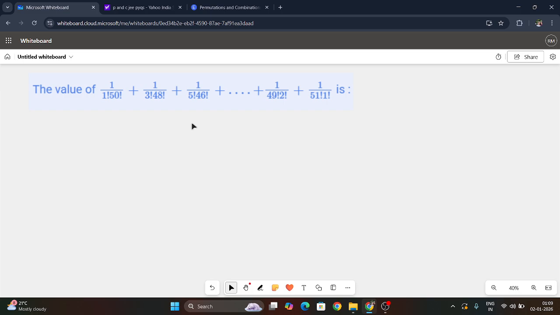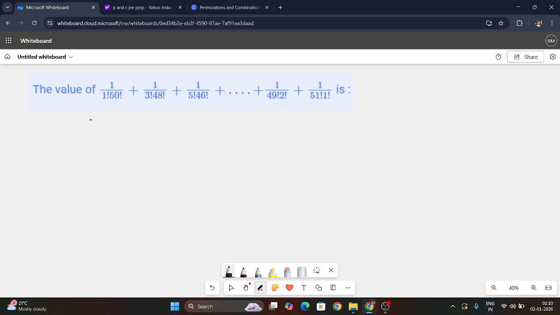If you observe it very carefully, here 1 plus 50 is 51, 3 plus 48 is 51, 5 plus 46 is 51, and 49 plus 2 is also 51. But this last term is going to be different. If you add these denominators, 1 and 50, 3 and 48, 5 and 46, they all come to 51. So what we can do is multiply by 51 factorial and divide by the same.